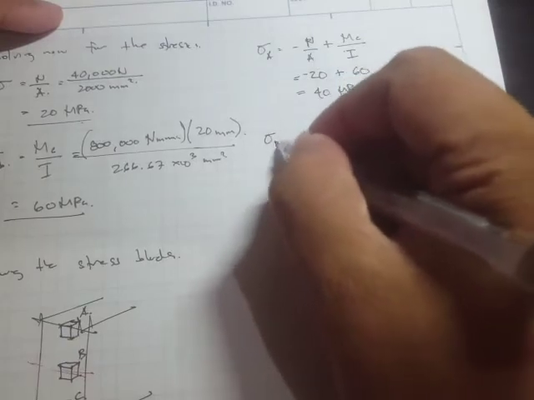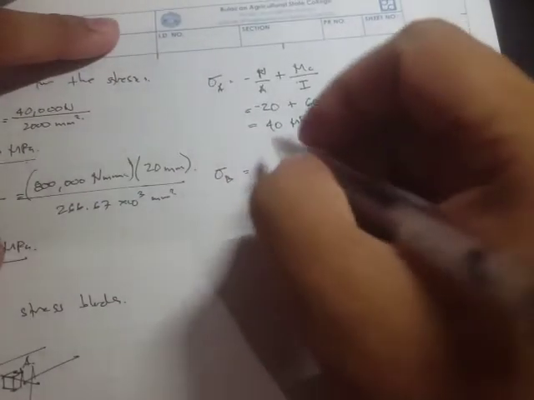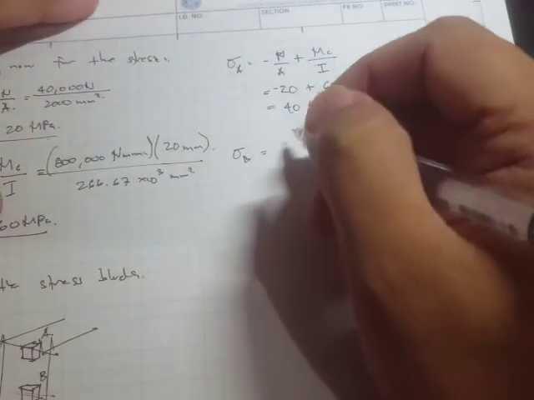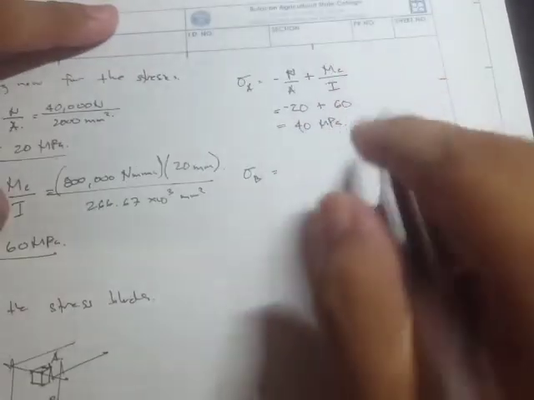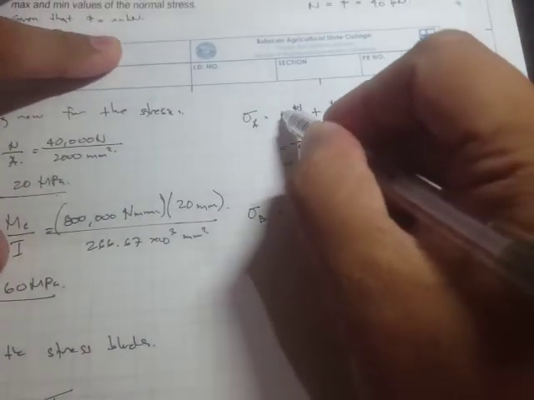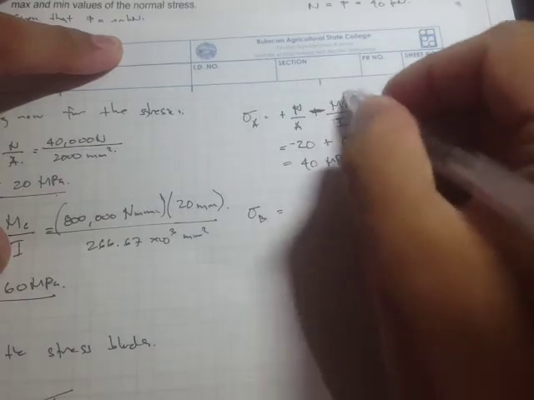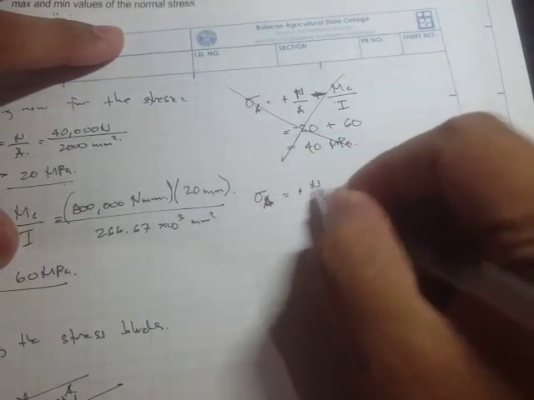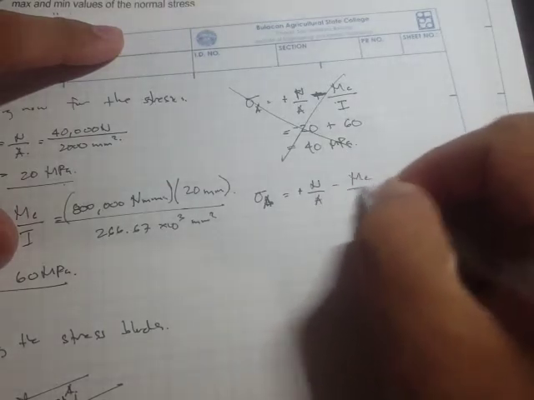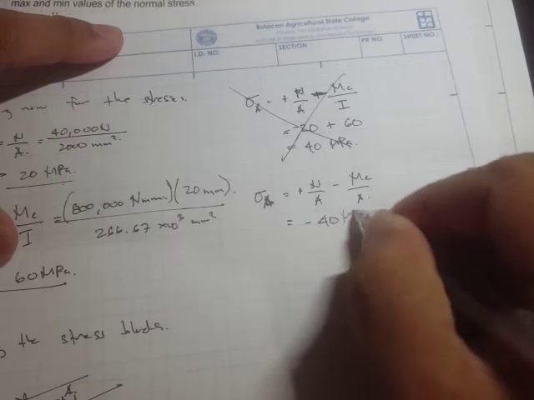Now for the stress block at C, we have the axial stress and the bending stress. Sorry, I guess this should be positive and this one is negative. Or let me write it again. This is positive minus MC over I. So what we get here is negative 40 megapascals.